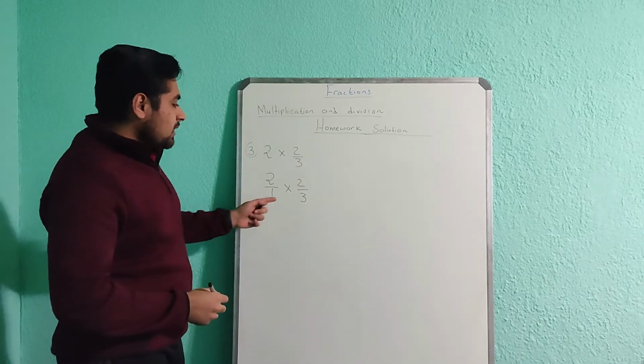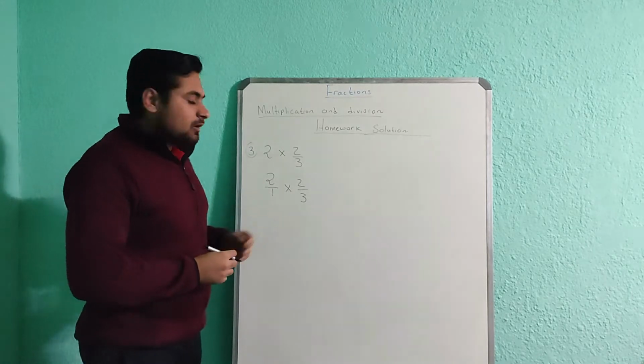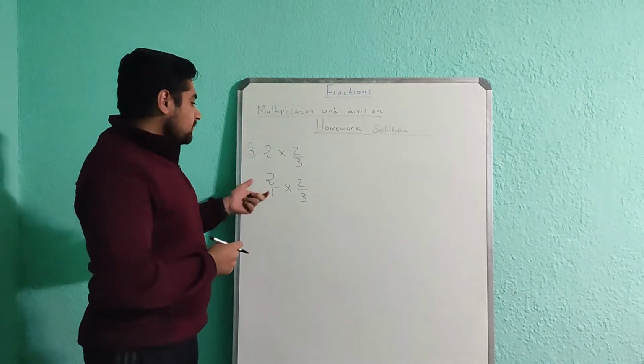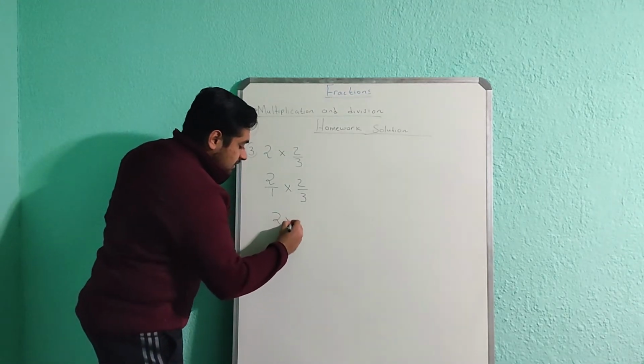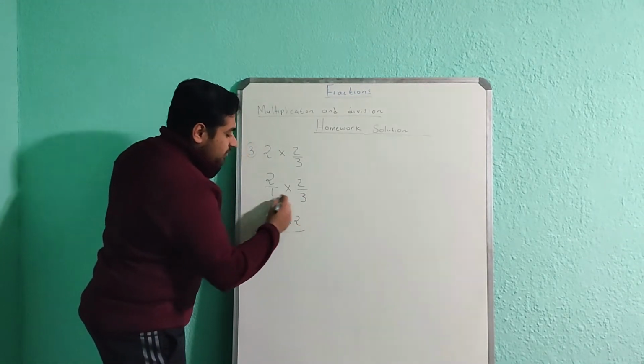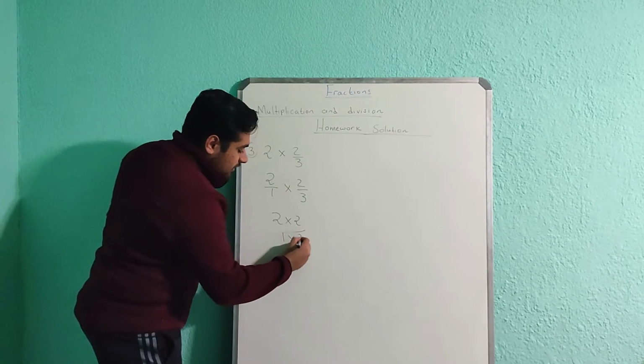So we got 2 over 1 times 2 over 3. Now this is our normal multiplication. So from now on, we perform our steps. So we say numerator times numerator, 2 times 2, and denominator times denominator, 1 times 3.